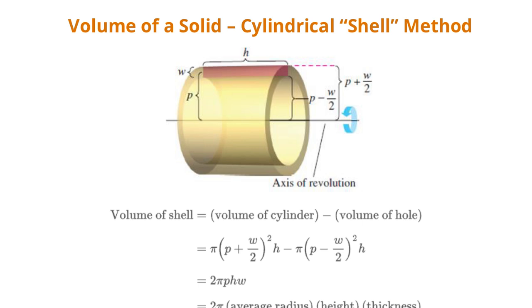When this rectangle is revolved about its axis of revolution, it forms a cylindrical shell or tube of thickness W. To find the volume of this shell, consider two cylinders. The radius of the larger cylinder corresponds to the outer radius of the shell, and the radius of the smaller cylinder corresponds to the inner radius of the shell. Because P is the average radius of the shell, you know the outer radius is P plus W over 2, and the inner radius is P minus W over 2.